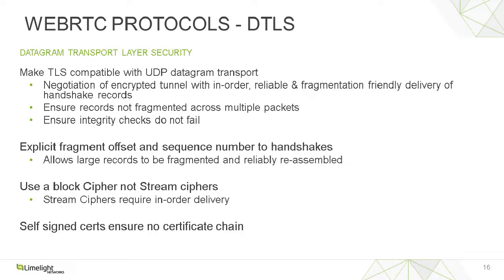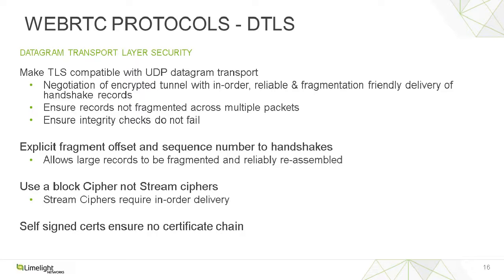So DTLS is the Datagram Transport Layer Security. It makes TLS compatible with the UDP protocol. And what it does is essentially, after an initial connection with UDP, it establishes a handshake and creates a tunnel so that you can reliably deliver this key exchange, and ensure that your records are not fragmented across multiple packets and that your integrity checks don't fail.